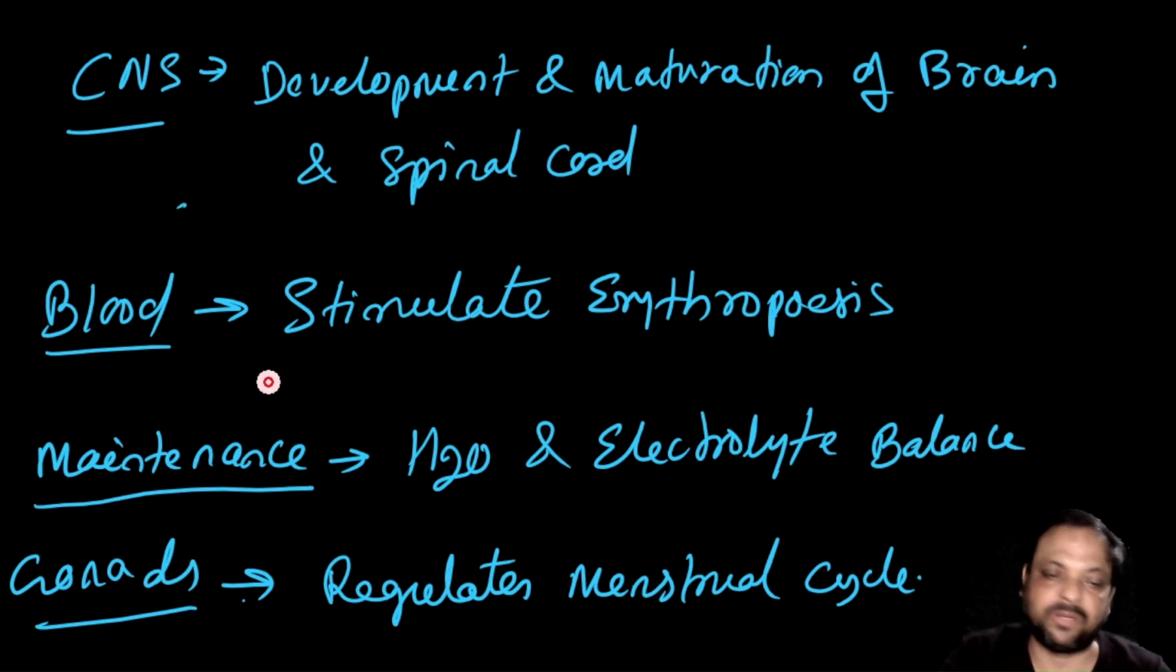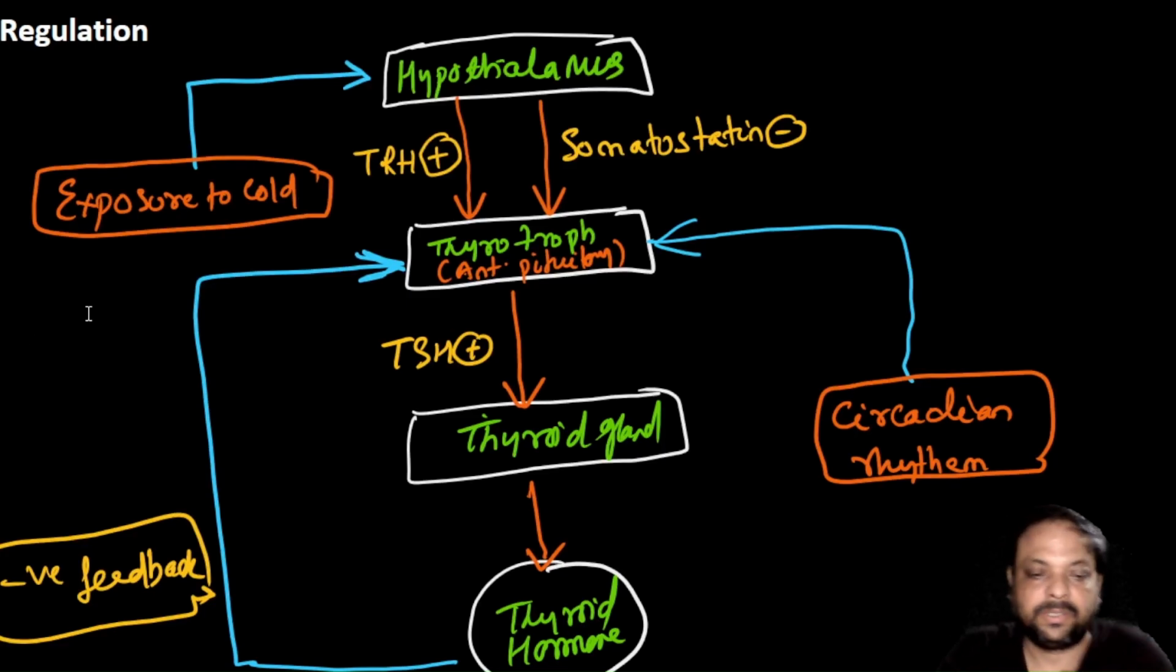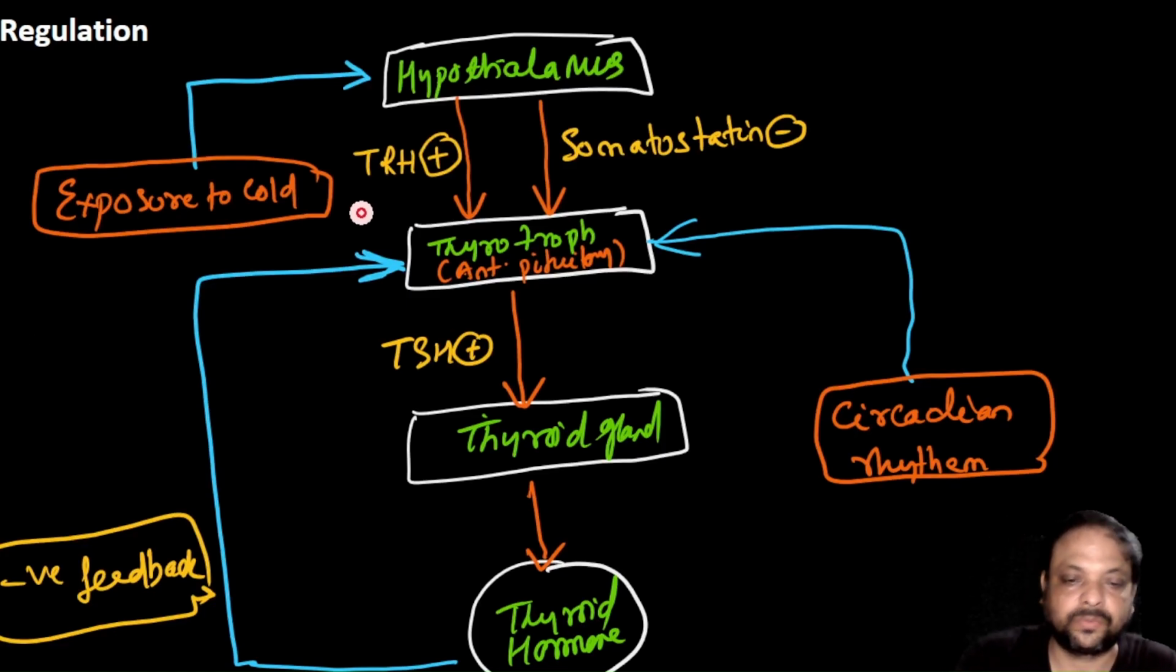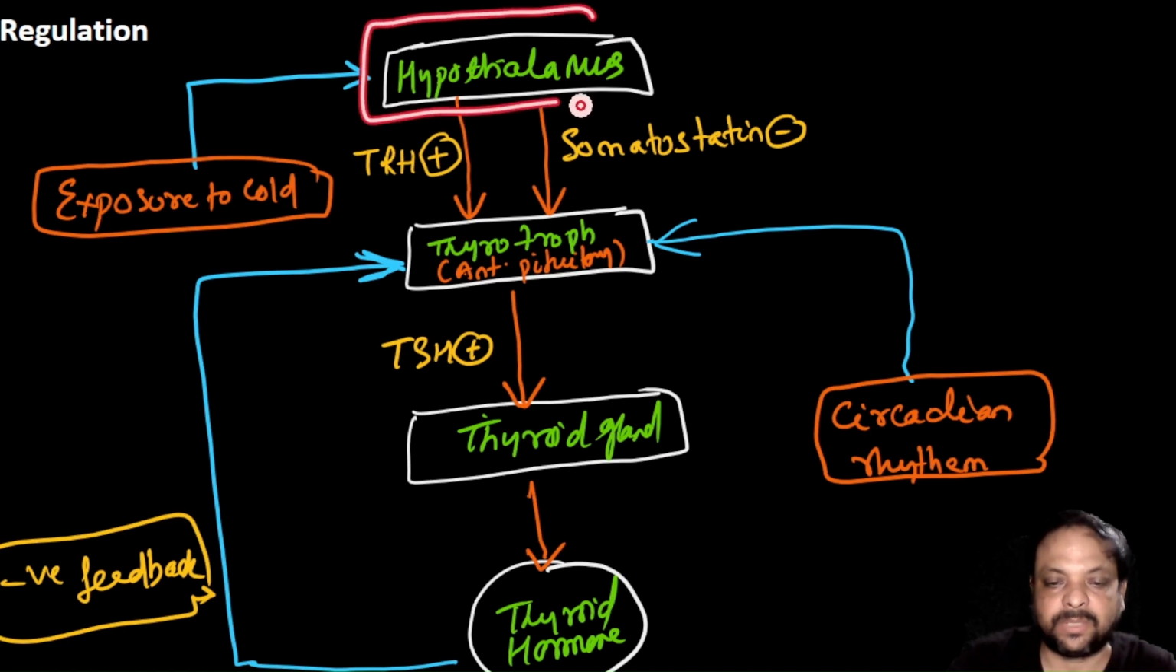Next we'll go to the regulation and then disorders. Okay, let's start with the regulation of the hormone. Normally the thyroxine hormone is controlled by the hypothalamus present in the diencephalon of the brain.